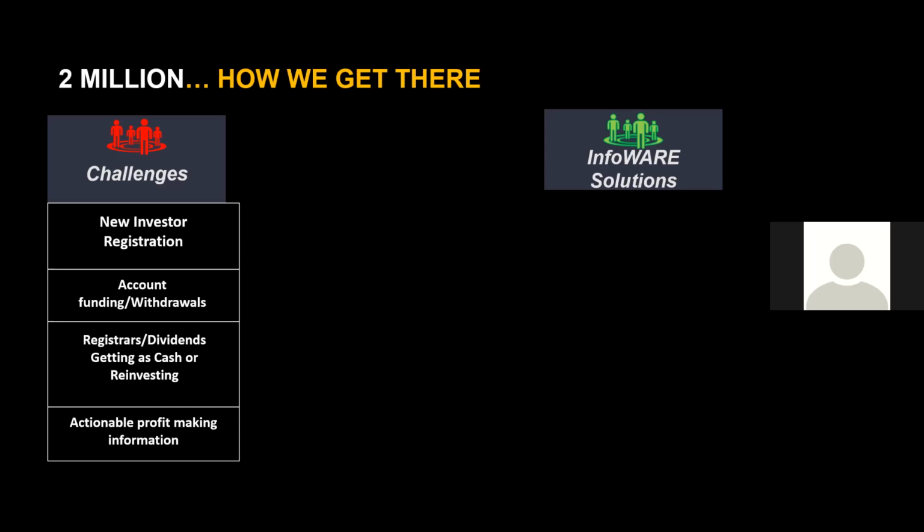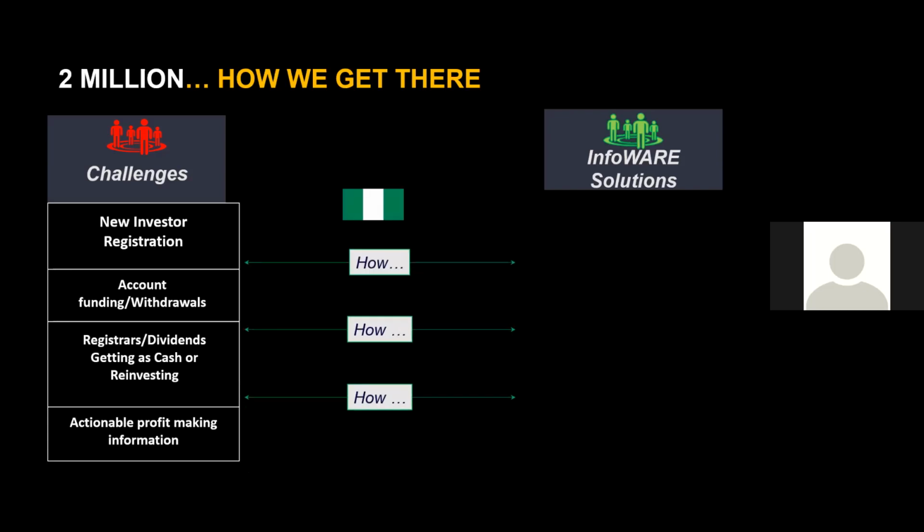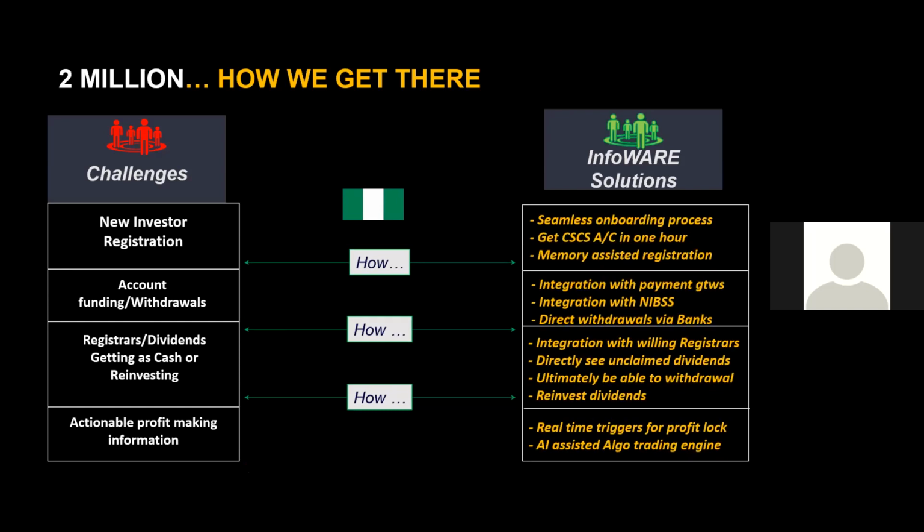Another one is funding your accounts. Another one is registration and getting dividends. Dividends is especially a nagging issue, and it creates a trust issue within the ecosystem. You're supposed to get your dividend, and somehow it doesn't arrive. The other one is what I call actionable profit-making information. This is where the crypto world and the FX world beat the Nigerian market. There's a lot of information out there that needs to be made more actionable and easy for investors to gather. So here are the things we've done so far.